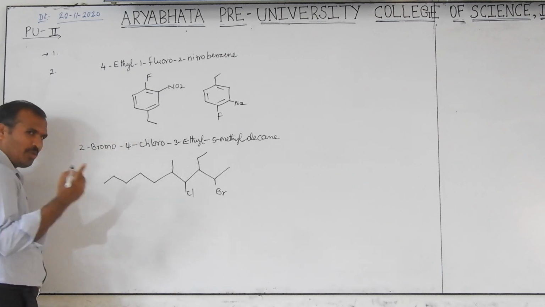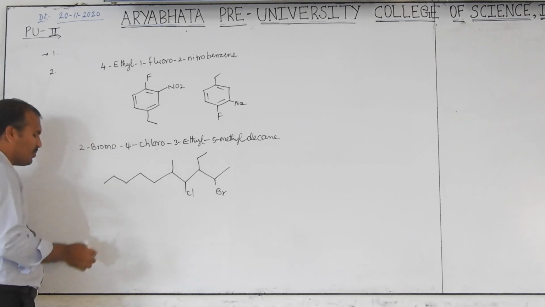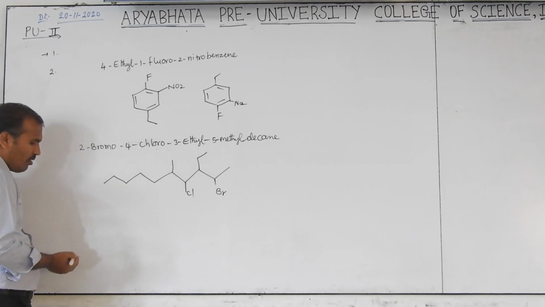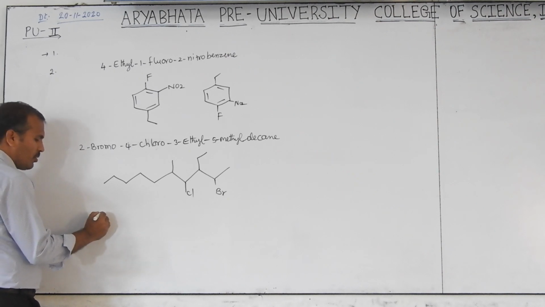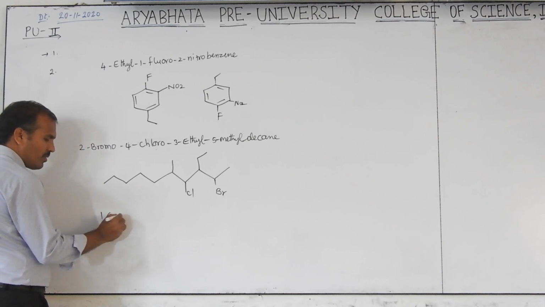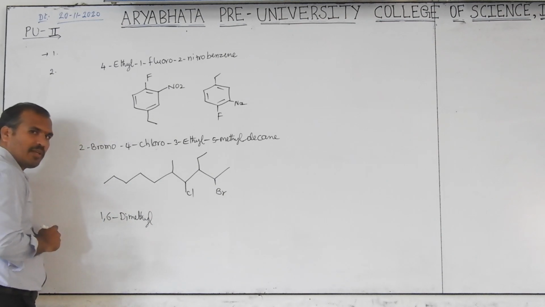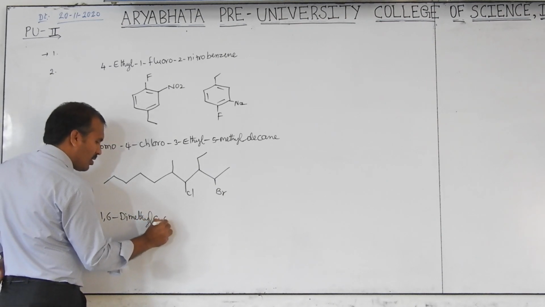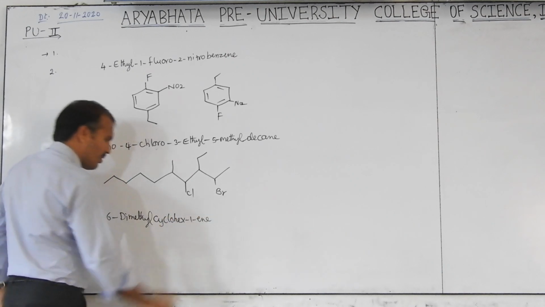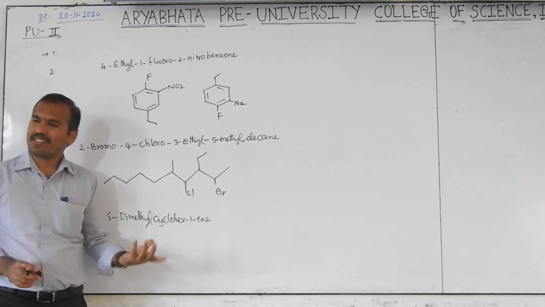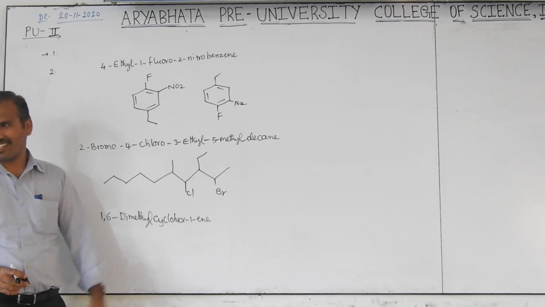Tell me, do you know any name? Tell me, I will write it. No? Okay. 1,6-dimethyl cyclohexane. This we already studied in the last class. I remember that example, so I am writing it here.